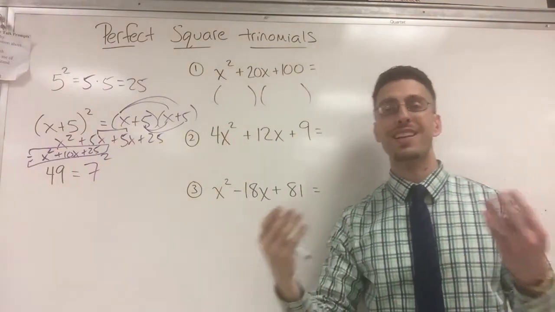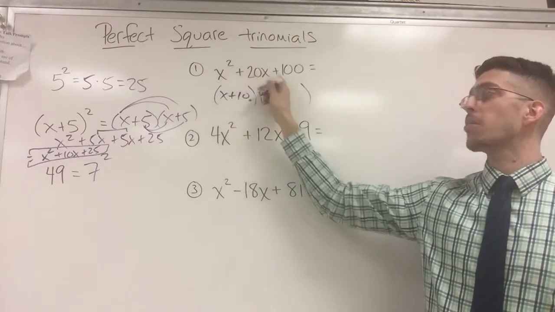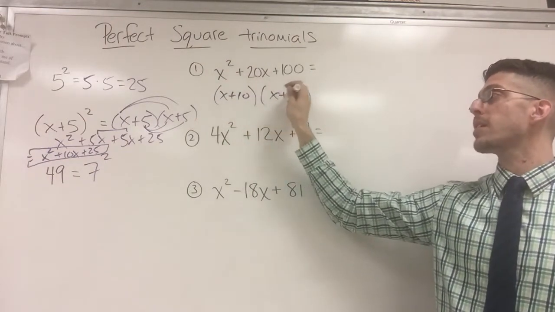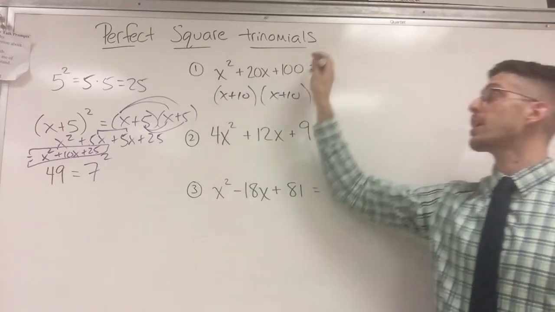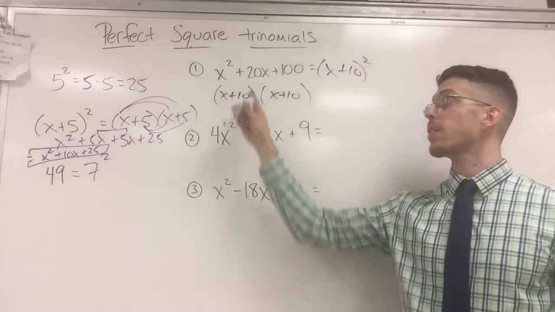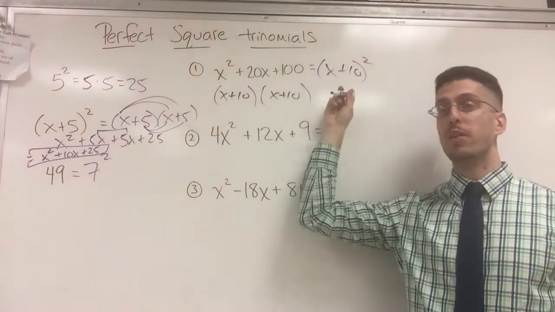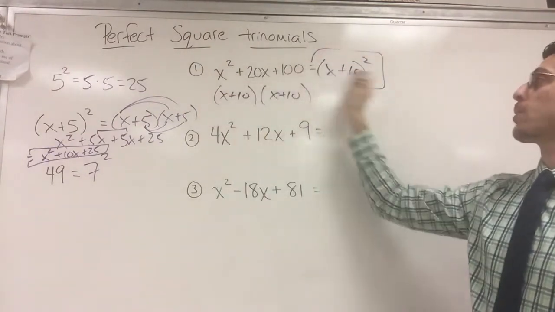That tells you, ooh, 10 and 10, that's a perfect square. So x plus 10, and they're both positive, so another x plus 10. If the factors repeat, instead of writing them twice, write it like this: x plus 10 squared. So this is rewritten as a perfect square, which means it was a perfect square trinomial to start with. All right, you get the idea?